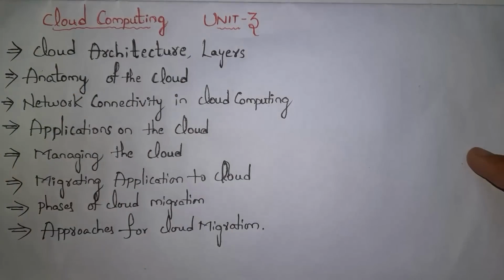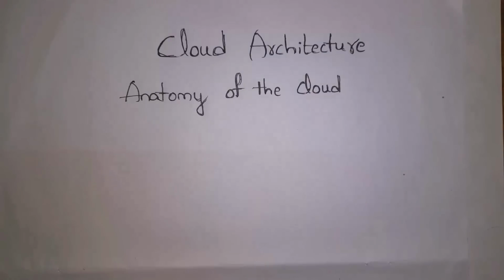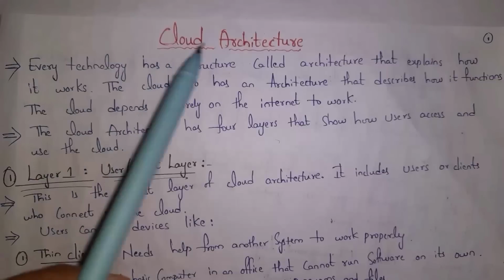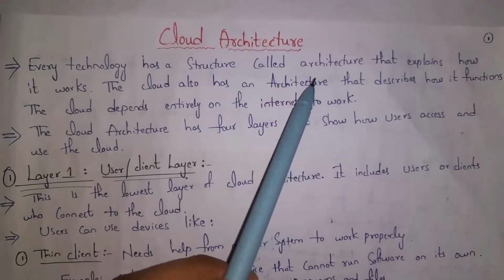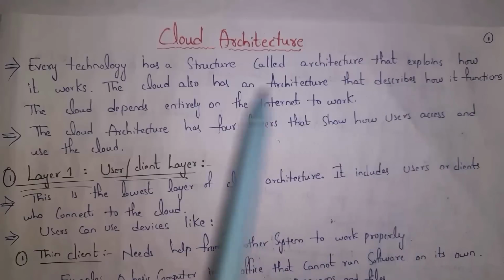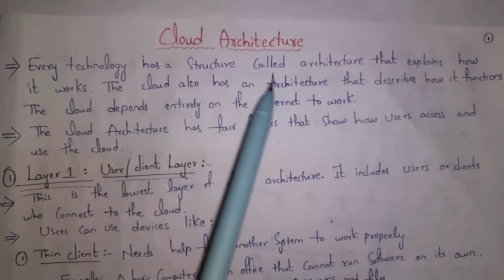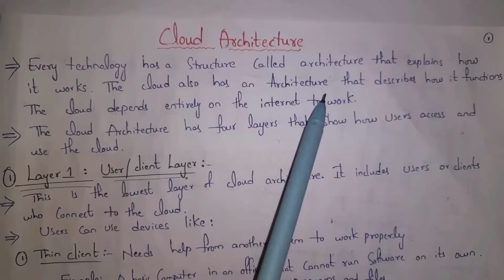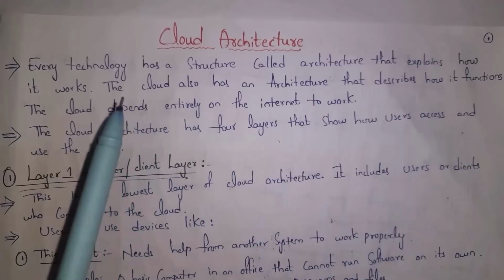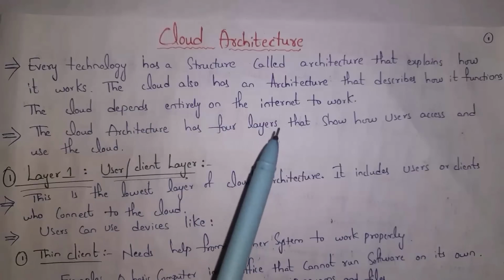Let's get started. At first, I will explain what is cloud architecture. Guys, each and every technology has structure, and we call the structure as architecture. By seeing architecture, we can clearly know how the technology will work. In same way, cloud also has an architecture. By seeing cloud architecture, we can clearly know how cloud functions. As we know, cloud depends on internet to work.